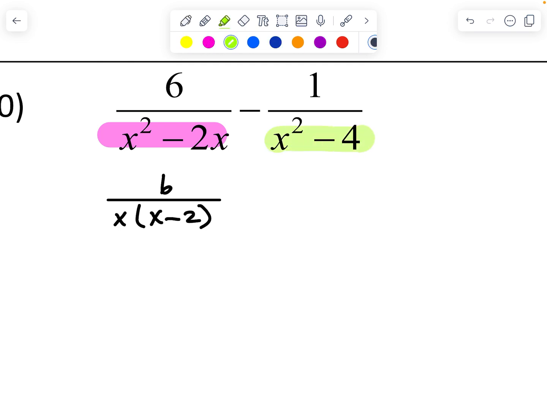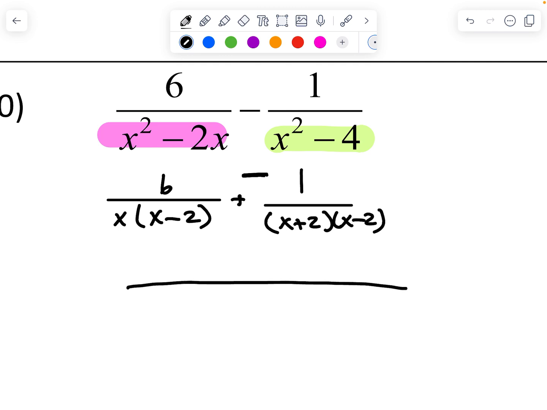This factors. Negative 1, x plus 2, x minus 2. I like to raise that negative sign up, so I remember that whatever's happening in that numerator, I really want its opposite.